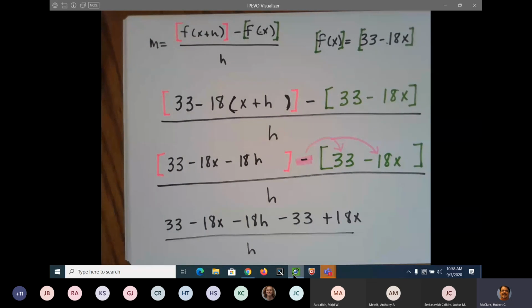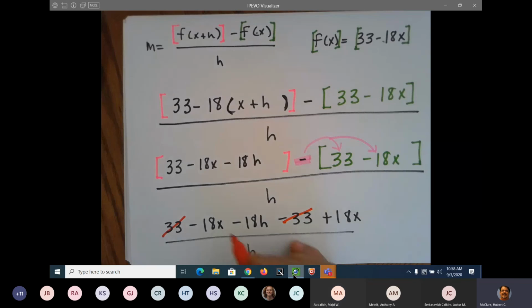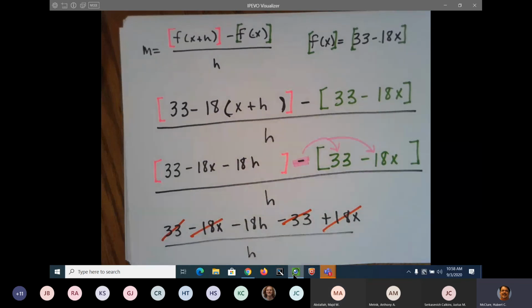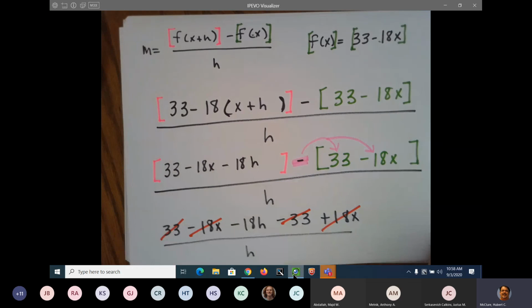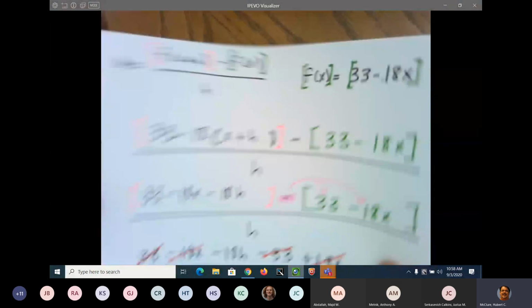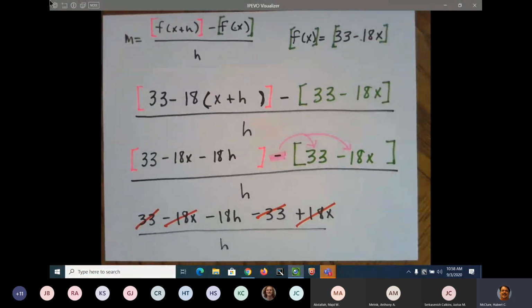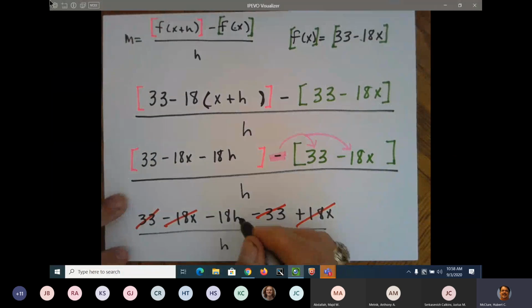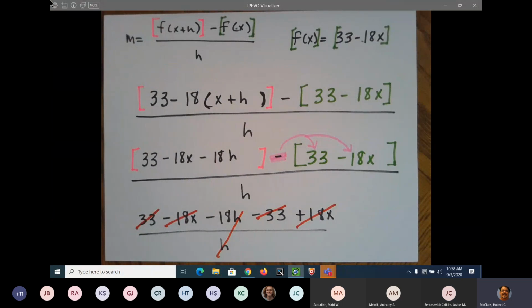Remember what I told you. The single terms are going to cancel and leave you with the h terms. Let me get my red marker. The 33's cancel. The 18x's cancel. And you're left with the h terms. This is a good gauge to tell you if you know what you're doing. If you get down to this point and nothing cancels, then you've done something what? Wrong. The answer, oops, I forgot to cancel that h out. The answer is negative 18.